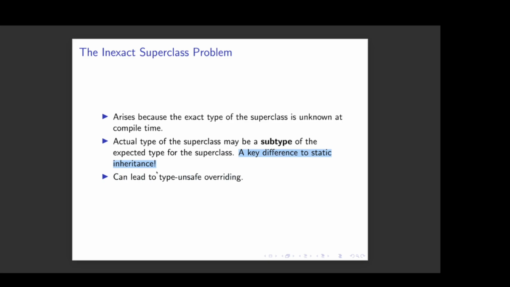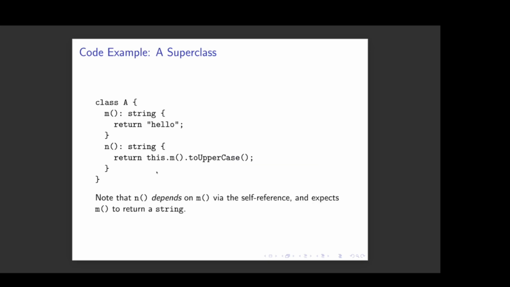Then let's look at the inexact superclass problem with a concrete example. So here, what we have is a class A. This is going to be our superclass, okay? So class A is going to be our superclass, and this class A defines two methods. One method M that returns a string, and one method N that calls M.